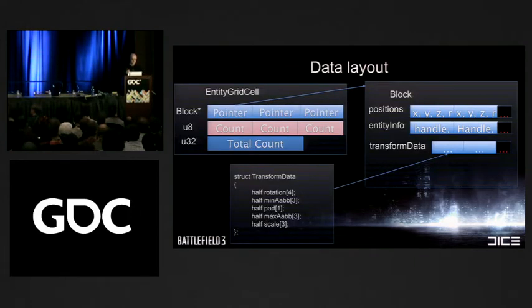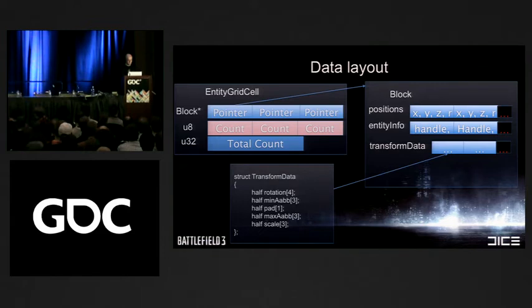So this is the data layout. This is actually the entire data layout, how it looks for the grid. First we have an entity grid cell, which has an array of pointers to blocks. In this case, we have 256 pointers. We have 256 counts. That is a count for each block on how many positions or spheres there are inside that block. We have separated this because it requires less memory and things like that. And each cell has a bunch of blocks.